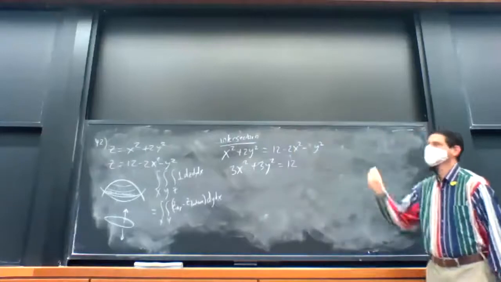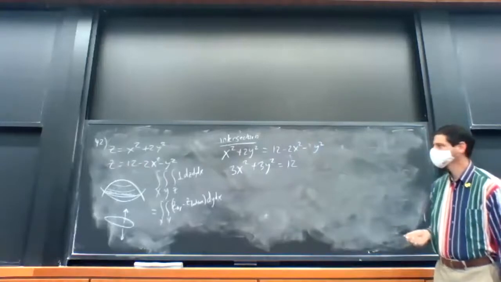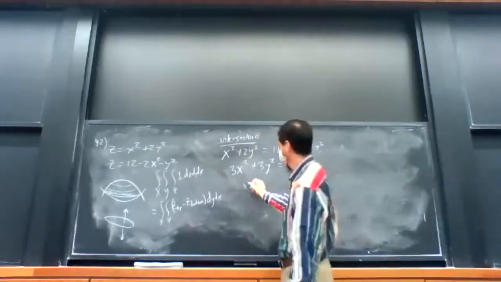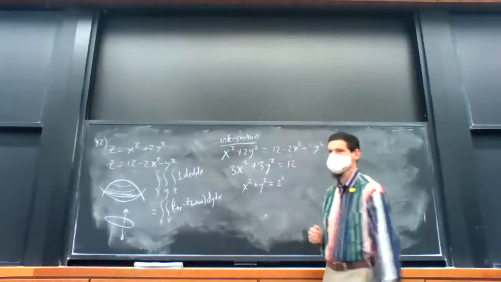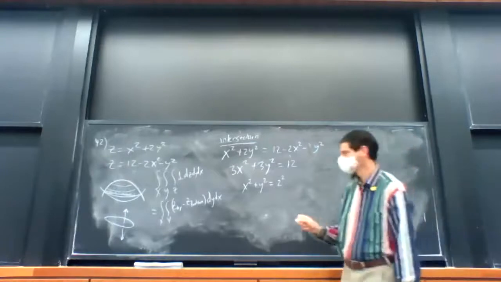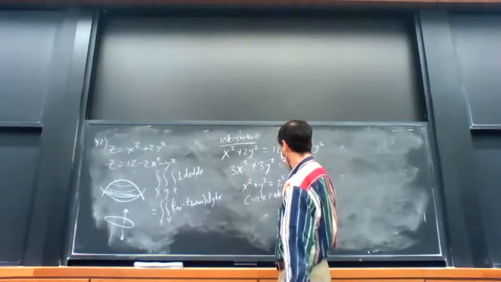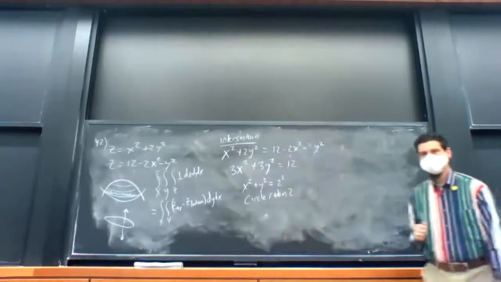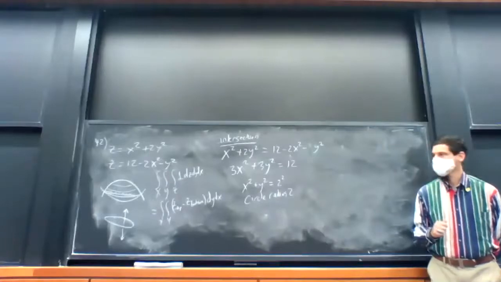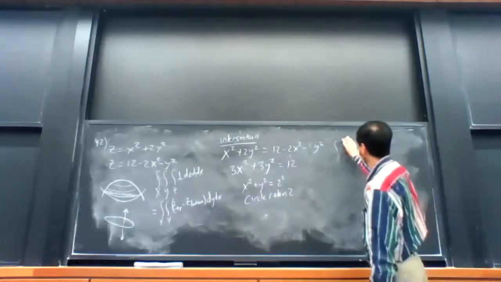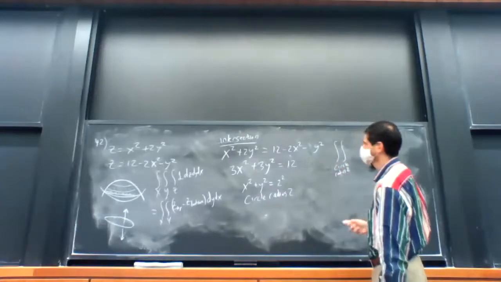And so this is set up to give us a really nice shape. What happens when we divide by 3? We get x squared plus y squared equals another radius 2 squared. So this is a circle of radius 2. So it's set up to give us a nice plot. And so now we want to integrate over the circle of radius 2.